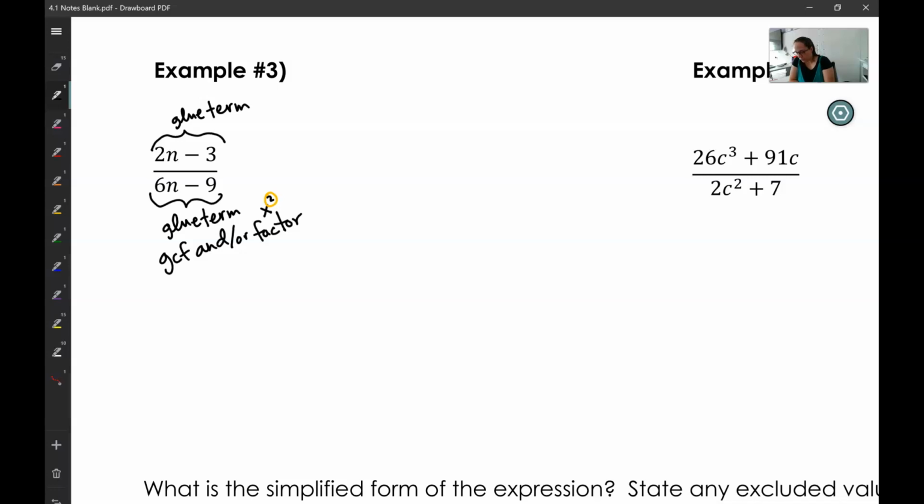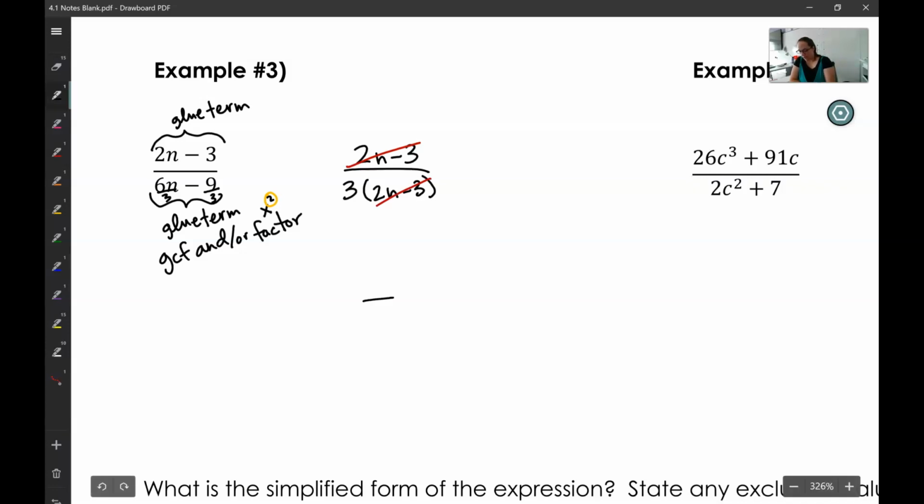Well, there's no GCF on this top one, so I can leave that. This bottom one has a GCF of 3. So I'm going to take out, or divide, both of those by 3. So now I'm left with this. Now, like you can see here, I have a glue term on top that matches a glue term on bottom. So once I have glue terms that match, then they can cancel.